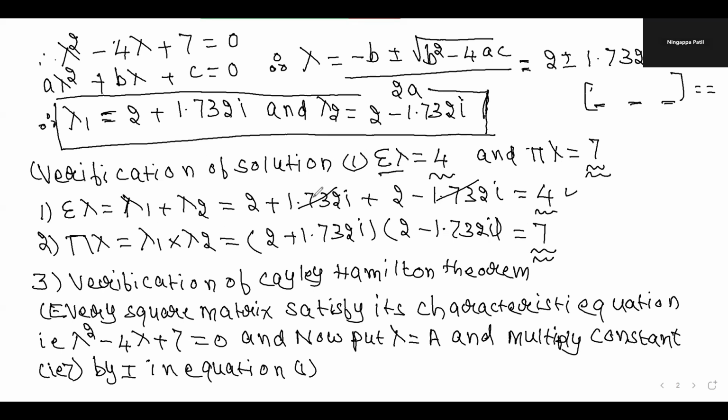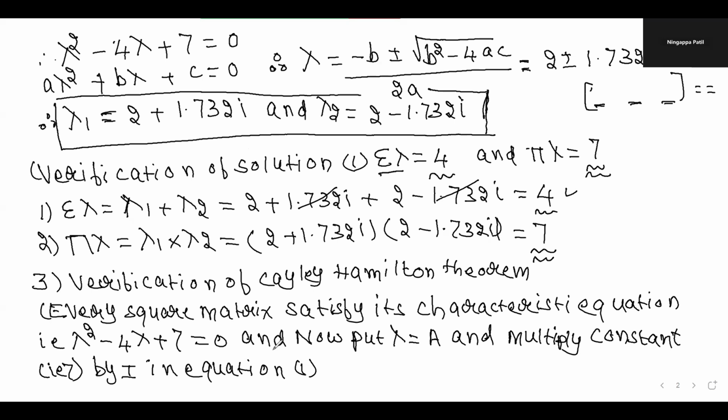Means the characteristic roots are correct only. Then verification of Cayley-Hamilton theorem now. What is Cayley-Hamilton theorem? Every square matrix satisfies its characteristic equation. What is the characteristic equation? We have lambda square minus 4 lambda plus 7 equal to 0.